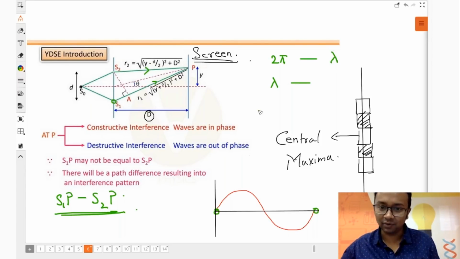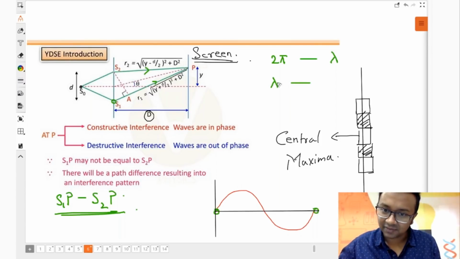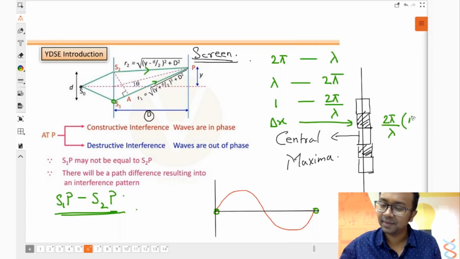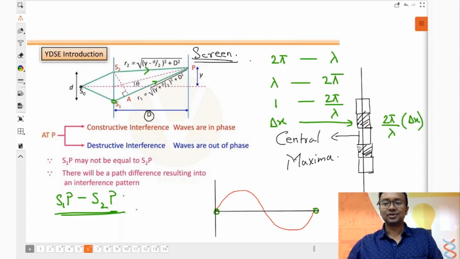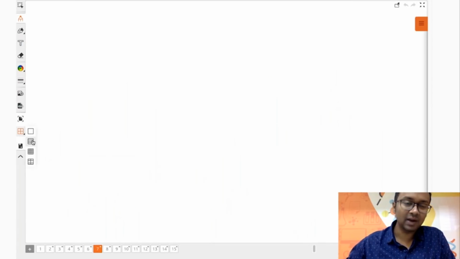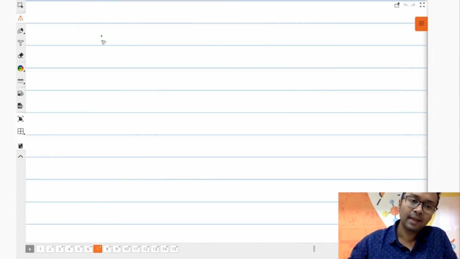Now let us look at the beauty of this. If the path difference is lambda, the phase difference is 2 pi. If it is equal to 1, it is 2 pi by lambda. And if it is equal to some value delta x, then the phase difference will correspondingly become equal to 2 pi by lambda into delta x. So this is the formula which gives me the phase difference. Let me take it on a fresh page, students. This is what is important to you so far.